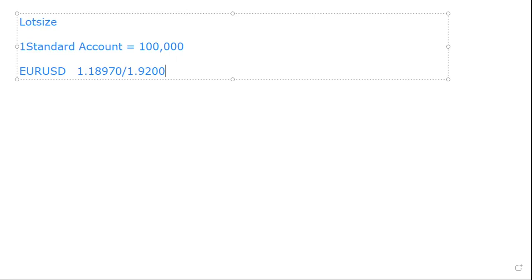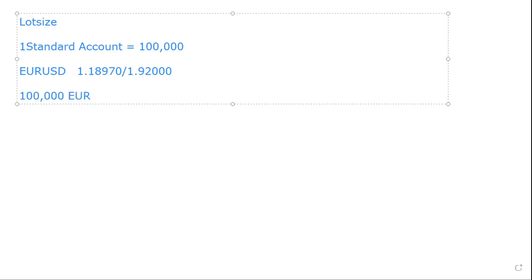So it will mean for €1, you will be getting $1.18970, or this $1.9200, something like that. Now, since we are using a standard lot, it will mean for every 100,000 units of euro, you are supposed to get 192,000 units of the US dollar.